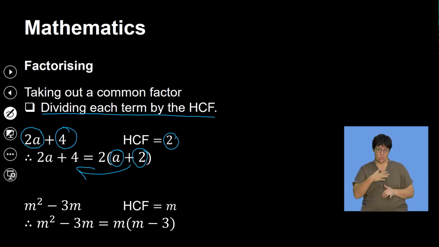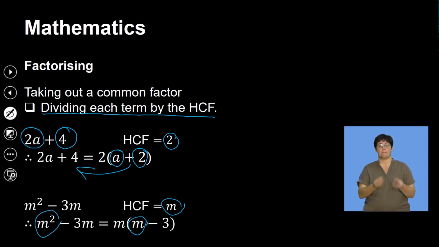Let's look at another example. If I have m squared minus 3m, my highest common factor here will be m. Divide m squared by m, you get just the m there. Divide minus 3m by m as well, you get minus 3. Such that if I distribute the m, it will take me back to what the question was.